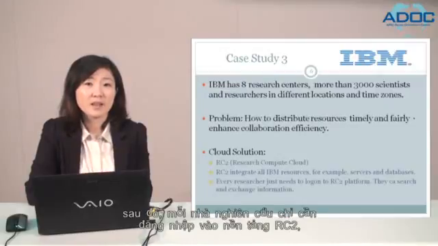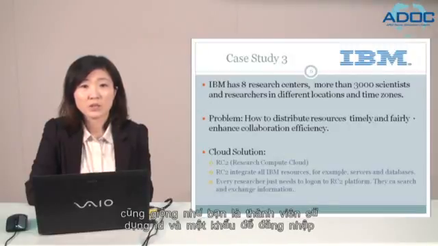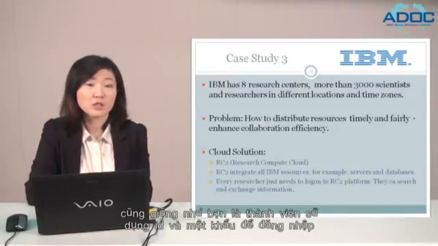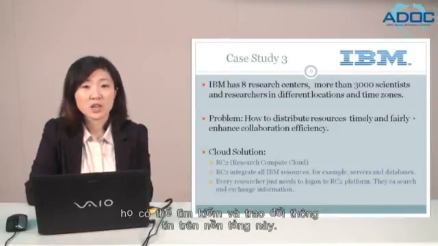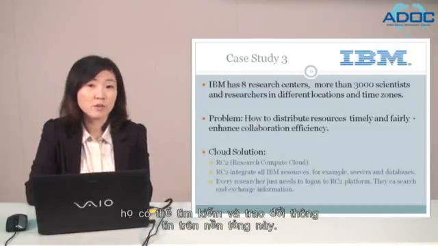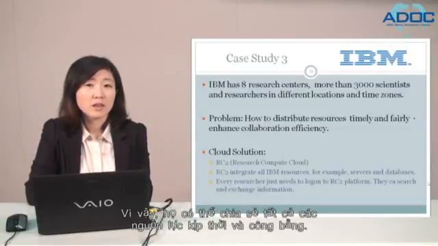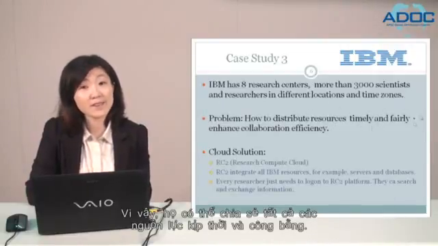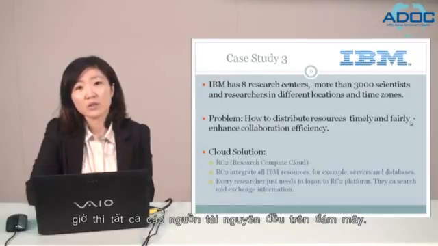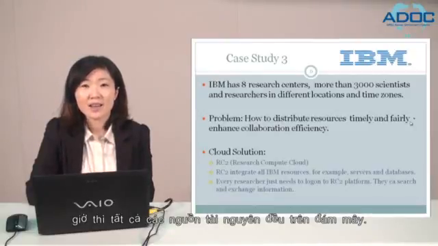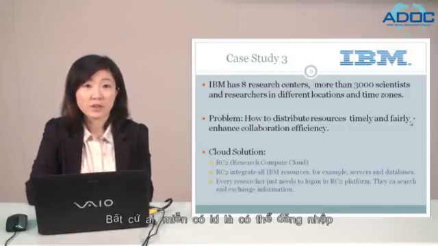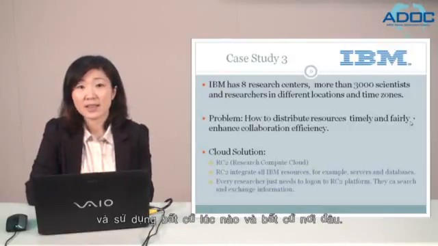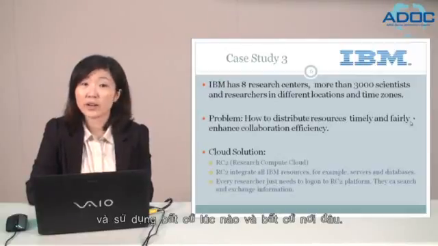And then every researcher just needs to log on to the RC2 platform, just like you are a member and you use your user ID and password to log on to that platform, and they can search and exchange information on the platform. Therefore, they can share all the resources timely and fairly, because now all the resources are on the cloud, right? Anyone, as long as you have a member ID, you can log in and use it at any time and anywhere.